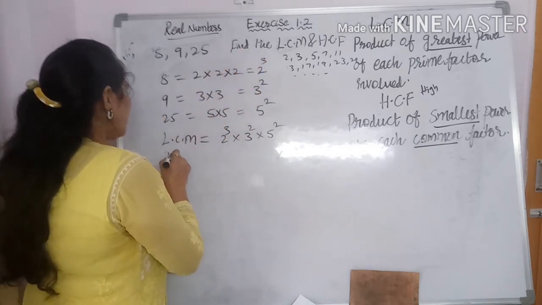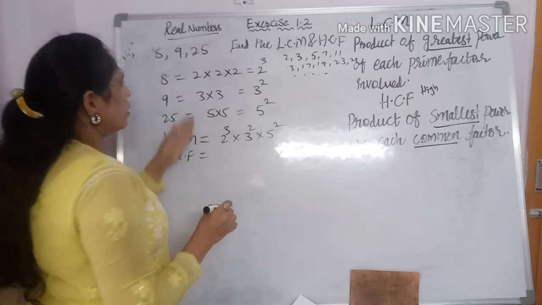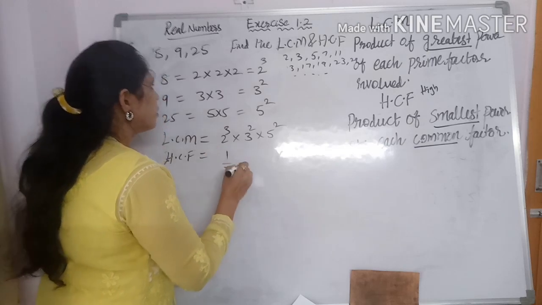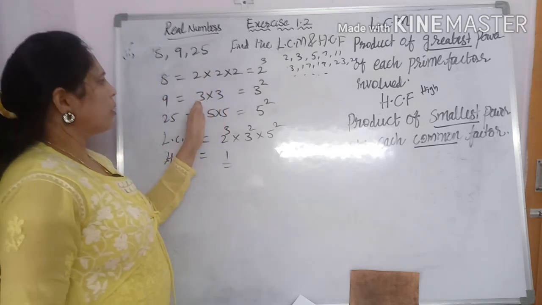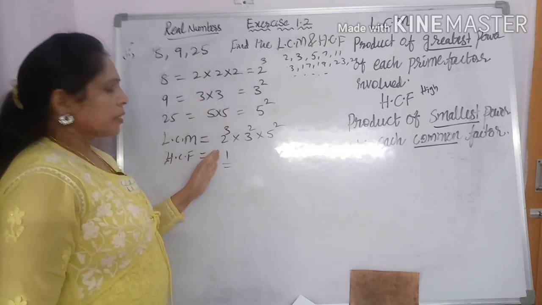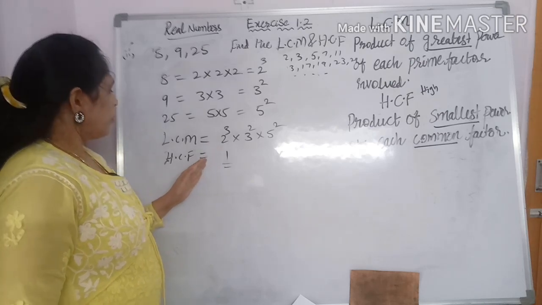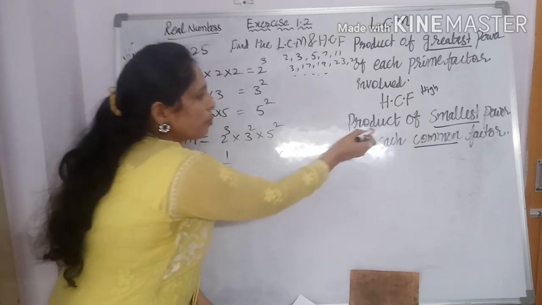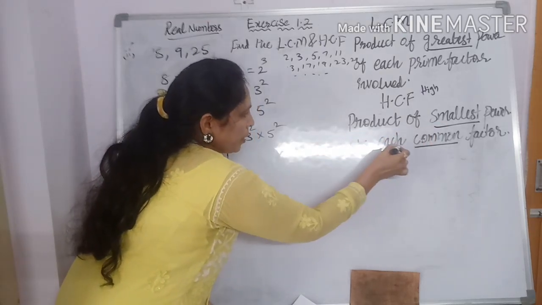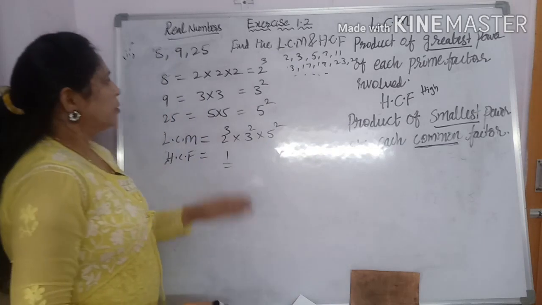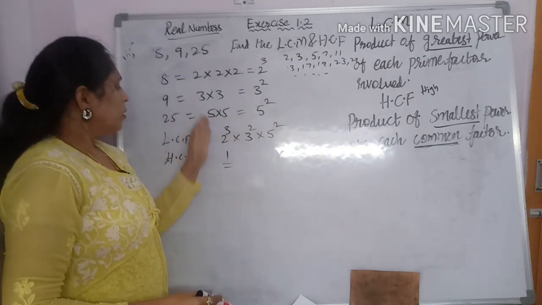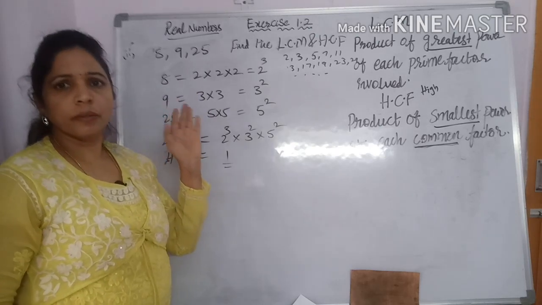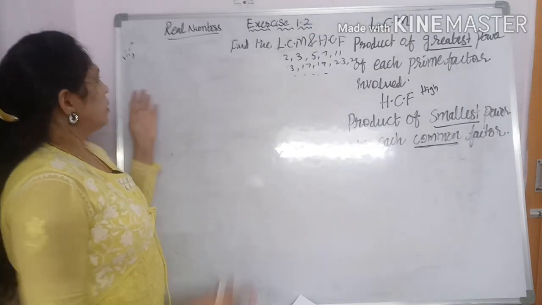So now HCF. There is no common, so you should write it as 1. There is no common except 1, so our HCF is 1. The common is very, very important: the product of the smallest power of each common factor. So there is no common, and you can write 1. Understood? Now move on to the next one.